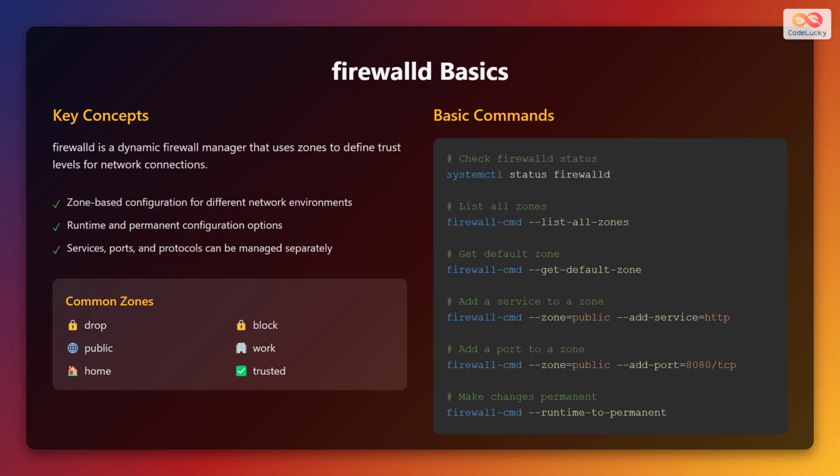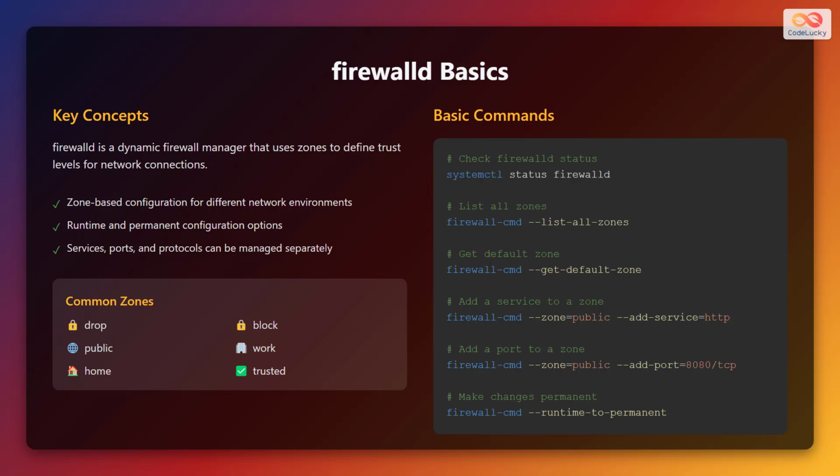Now let's explore the basics of firewalld. Firewalld is a dynamic firewall manager that uses zones to define trust levels for network connections. Key concepts include zone-based configuration for different network environments, runtime and permanent configuration options, and the ability to manage services, ports, and protocols separately. Common zones include drop, block, public, work, home, and trusted.